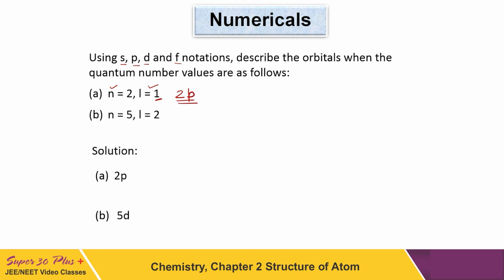Similarly here, when you say n is equal to 5, you are talking about the fifth shell, the fifth energy level. And when you say l is 2, remember the value of l and the subshell, I told you 0, 1, 2, 3, S, P, D, F. So for n 5 and l 2, it is 5D. So this represents the 5D subshell.